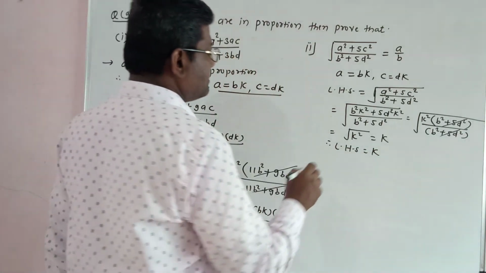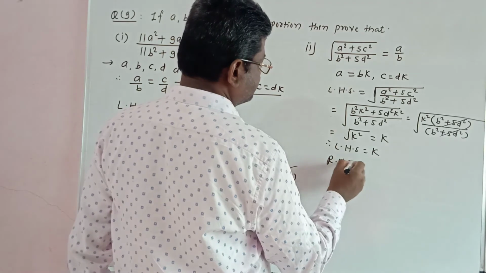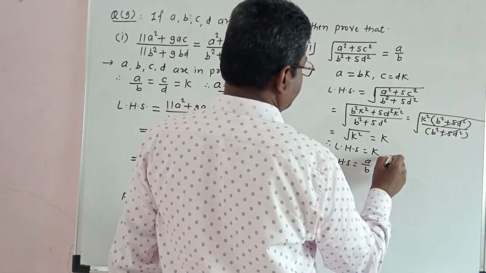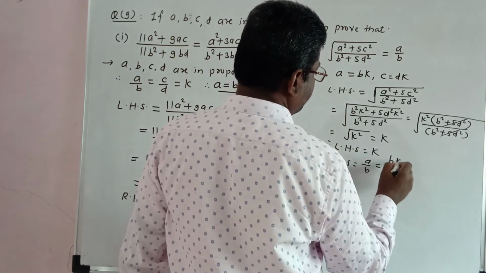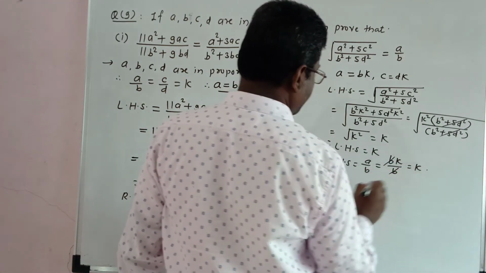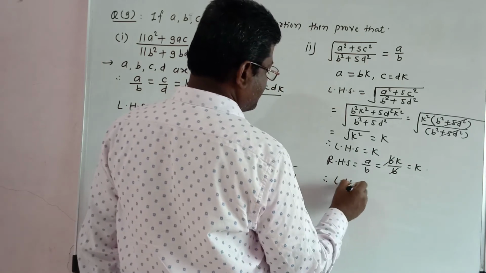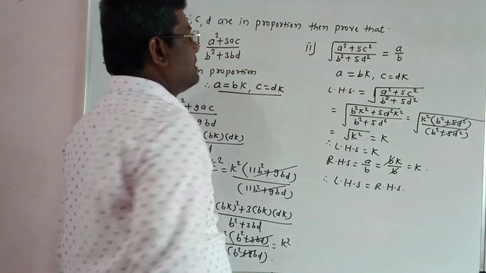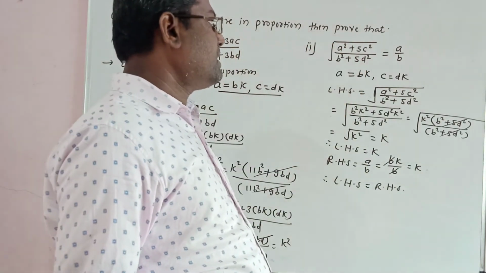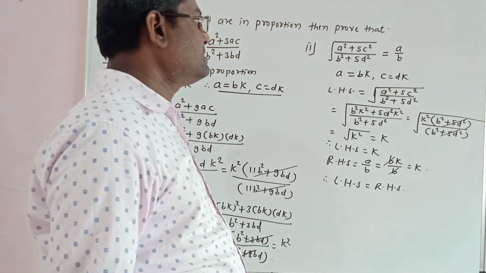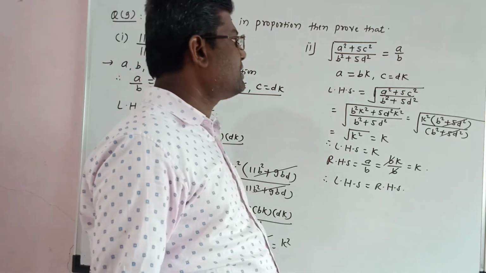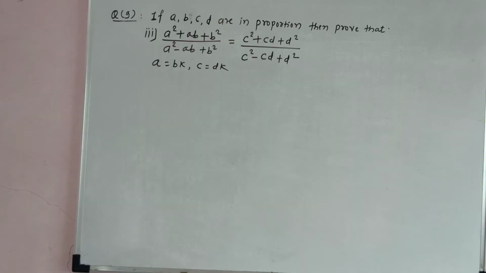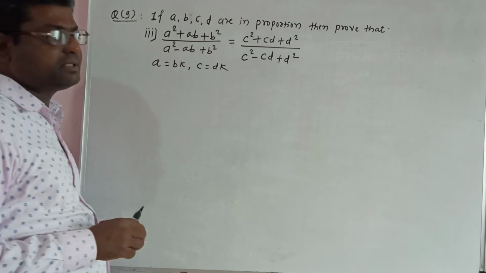Now RHS is equal to a upon b. Value of a is bk. bk upon b. b cancel, is equal to k. Therefore LHS is equal to RHS. Therefore square root of (a square plus 5c square) upon (b square plus 5d square) is equal to a upon b, is proved.